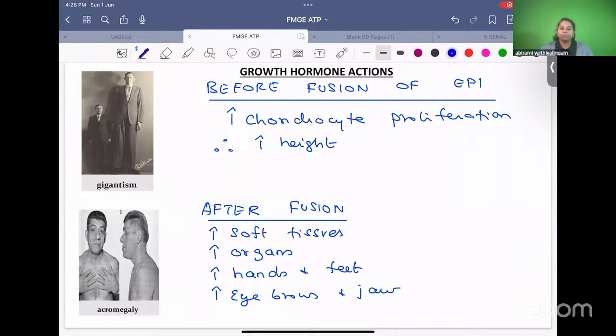Growth hormone, what are the actions? See, the difficult part in endocrinology is remembering the actions of the hormones. Growth hormone, thyroid hormone, cortisol, insulin, all of it will look like the same actions. What they are doing to carbohydrate, protein is highly confusing. So I will teach you one easy method to remember the actions of hormones. For each hormone, we'll use one method.